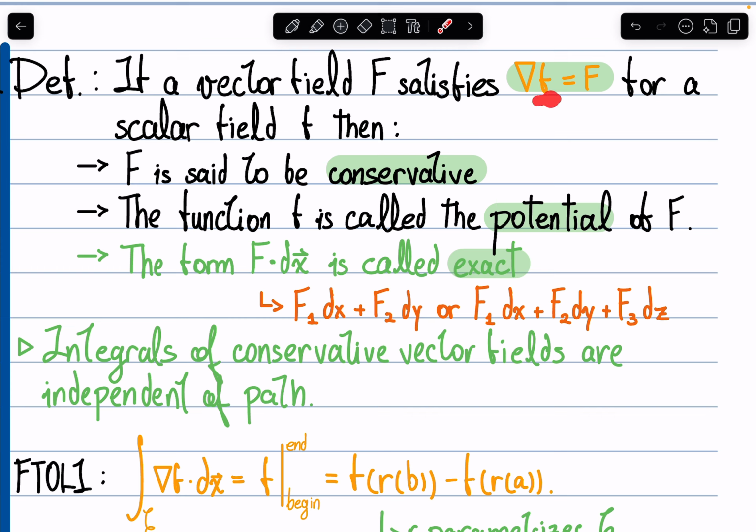Instead of calling the function f the antiderivative of the vector field, as we did back in Calc 1, we will call that scalar function the potential of the vector field f. In more technical terms, the expression which we are integrating, f dot dx, will be called an exact differential form. This might come into play later in courses such as differential equations, but for now, this is something that we do not need to worry about.